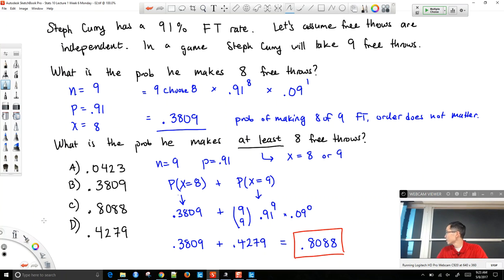Okay, so there you go. That's normal and binomial problems. We're about halfway through our lecture time. We'll start the new topic, Chapter 7, and this is on the topic of sampling distributions.